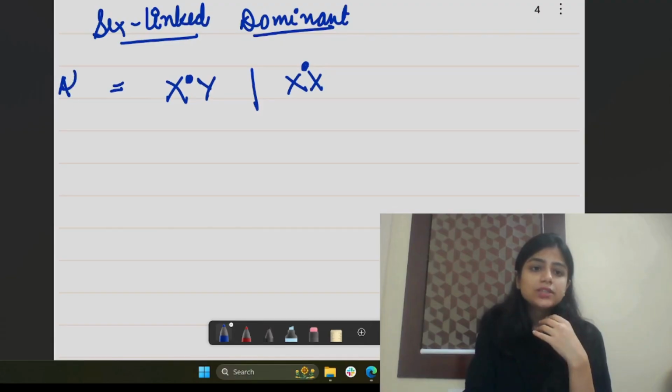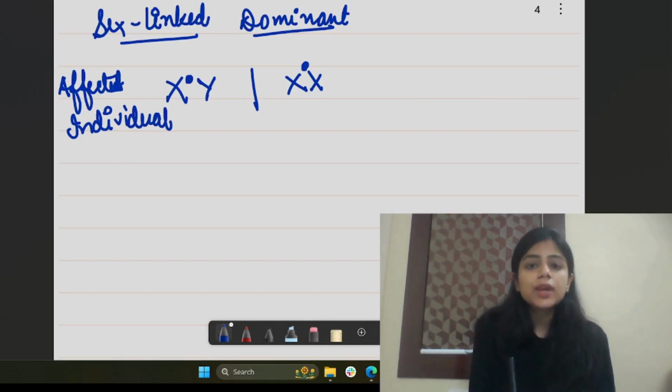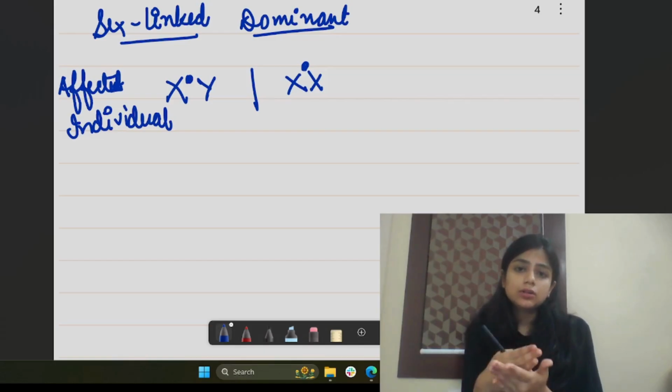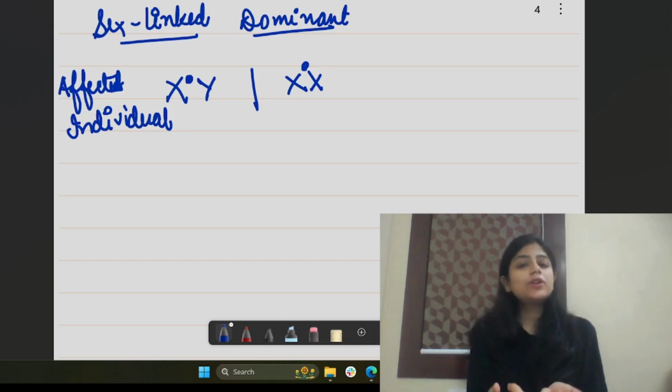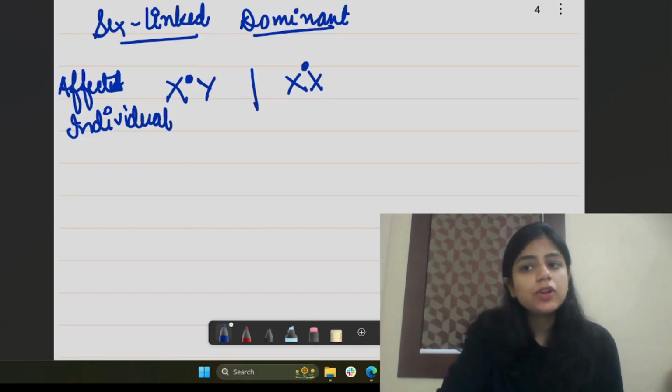That is the affected individual. In recessive, we require both the chromosomes to be affected to show that the female is affected. Whereas in case of a dominant trait, only if one chromosome is affected, the trait will be displayed in the progenies. That is the basic difference between all of them.